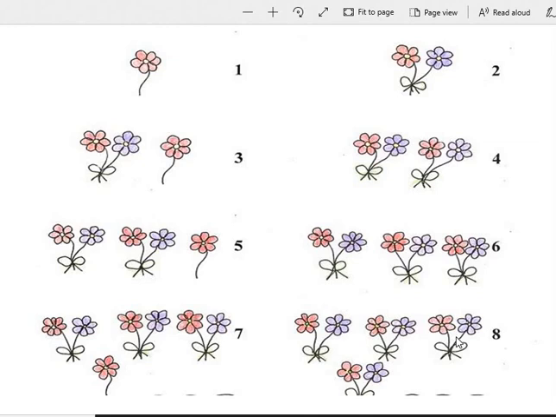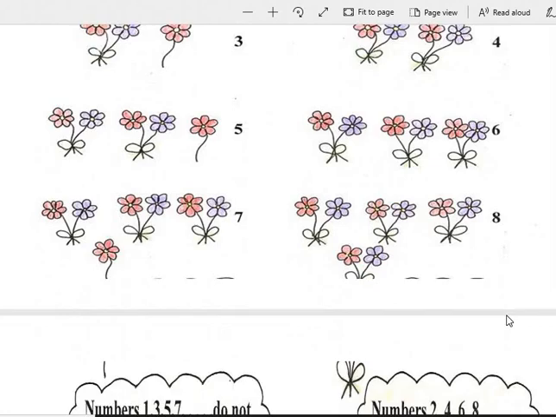Now what are we learning from this? Now if you see here, this is number 1, 3, 5 and 7. If you see here carefully, there is a flower without a pair. And if you see this side, 2, 4, 6 and 8, all the flowers are in pairs. Means these numbers, they make a perfect pair.